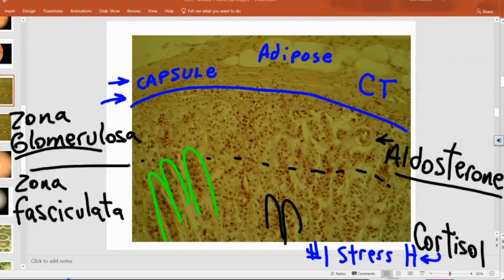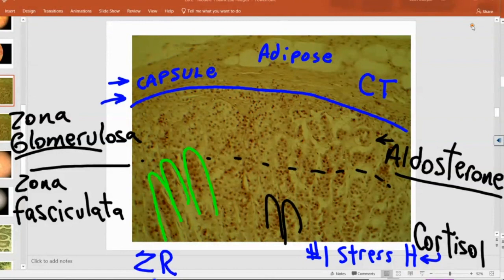If we had a better picture, you would see a zona reticularis down there. And if the picture was better, way below that, you would see the medulla. You will not see that on any of our pictures. Okay. You should still be familiar with each layer from the handout and know what hormones it produces. Okay.